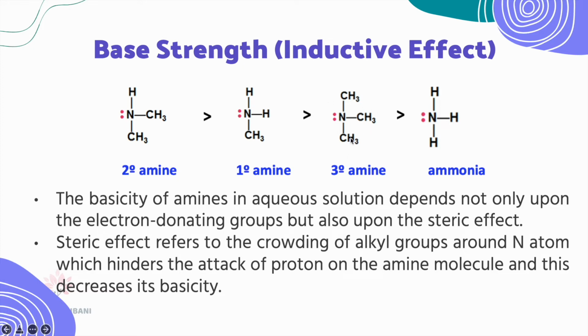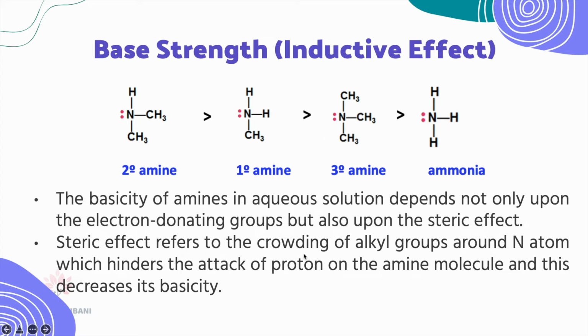Here crowded. Primary amine, 1 alkyl group only, 1 hydrogen atom, small atom, not crowded. Secondary amine, 1 hydrogen, small atom, less crowded. Primary is less crowded than secondary, but most crowded in tertiary. Tertiary has 3 alkyl groups, no hydrogen at all, no small atom at all, very crowded here.